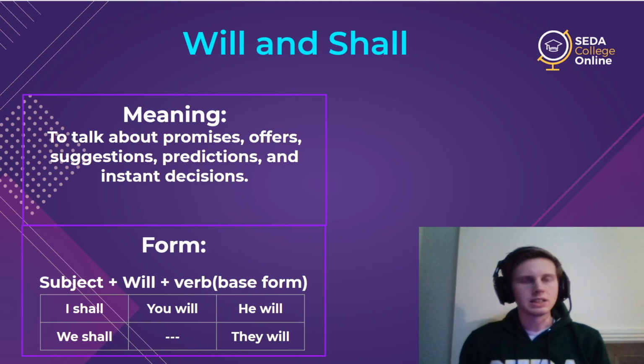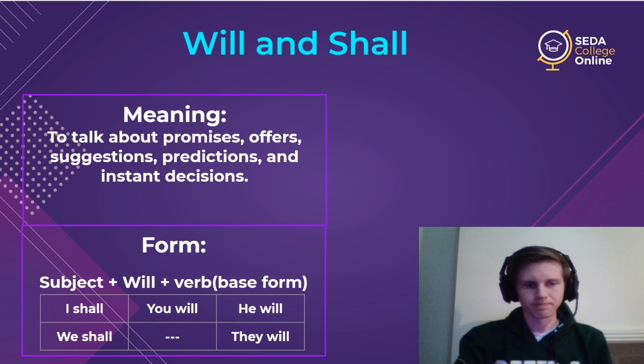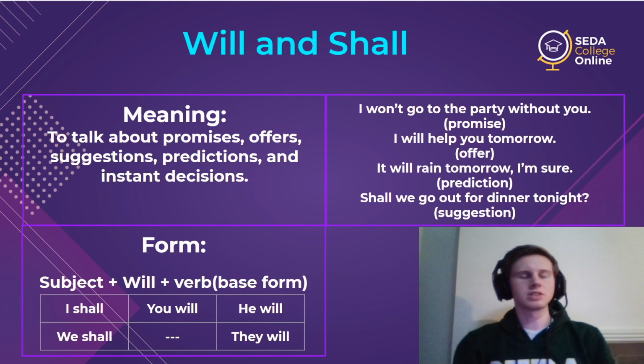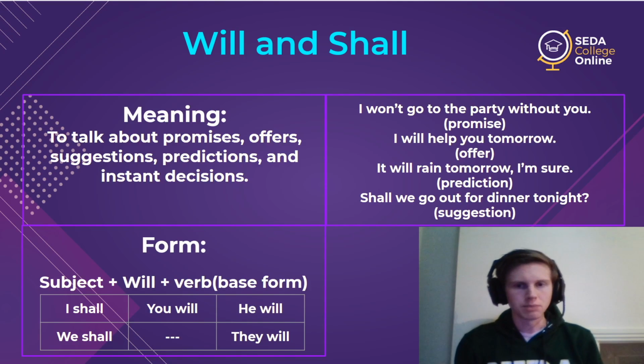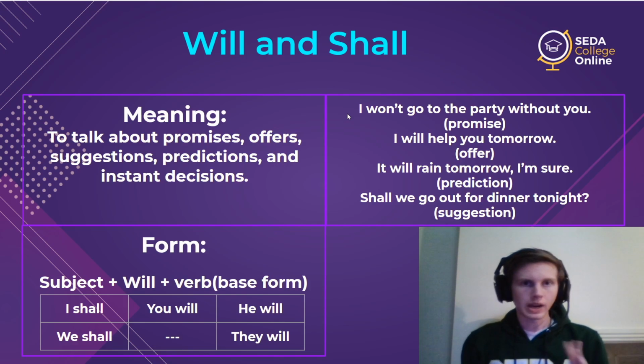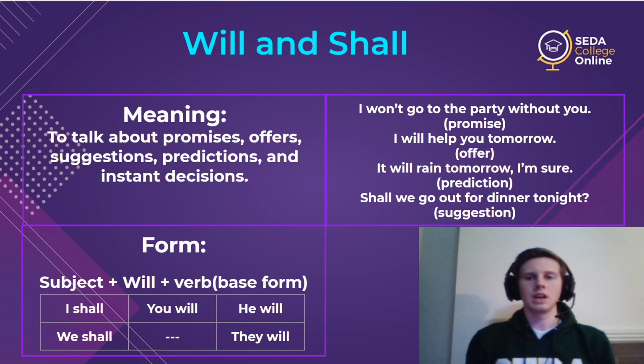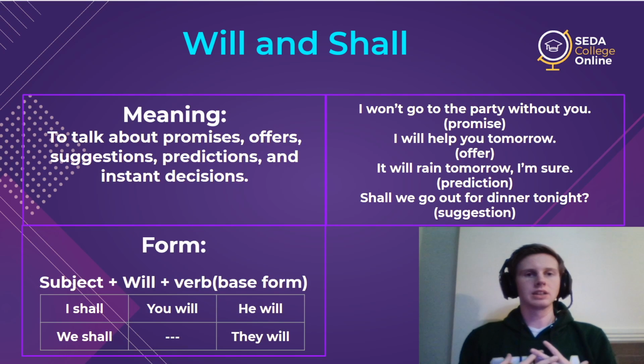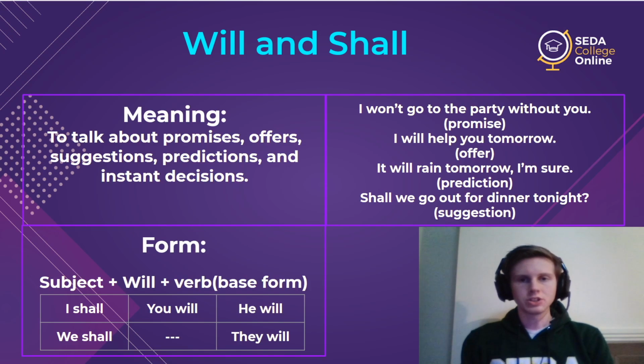Many varieties of British English will still have this distinction, I shall and you shall, when you make suggestions and when we make questions. So here are some more examples of this, maybe to make it more clear. An example of a promise is the first: I won't go to the party without you. Here we use the negative contraction, won't, will not. And that's my promise. I promise I will not do this, so I won't go to the party without you.